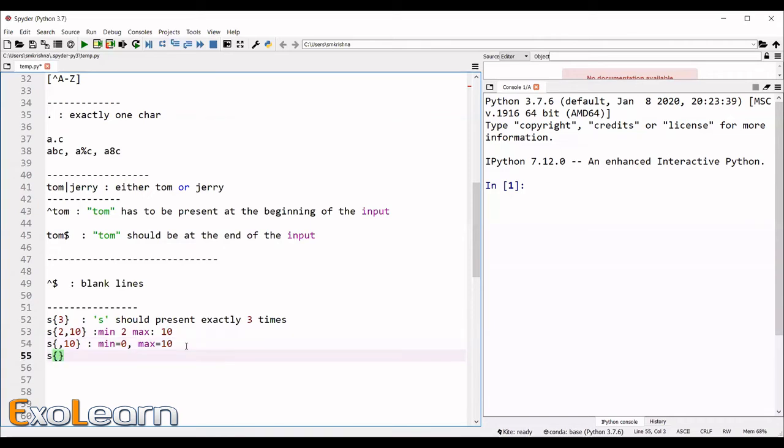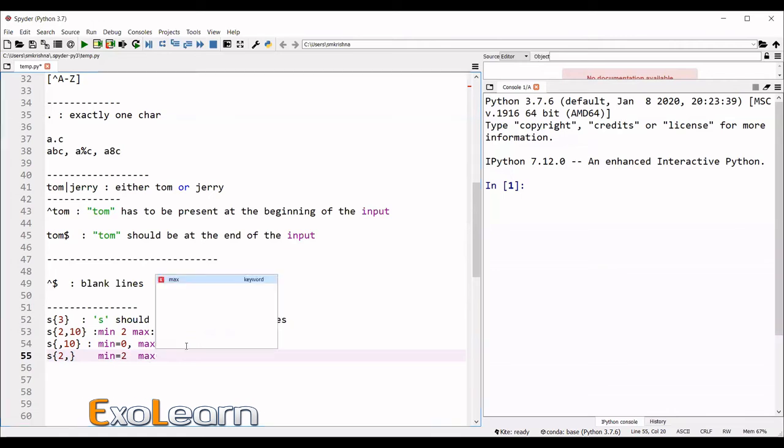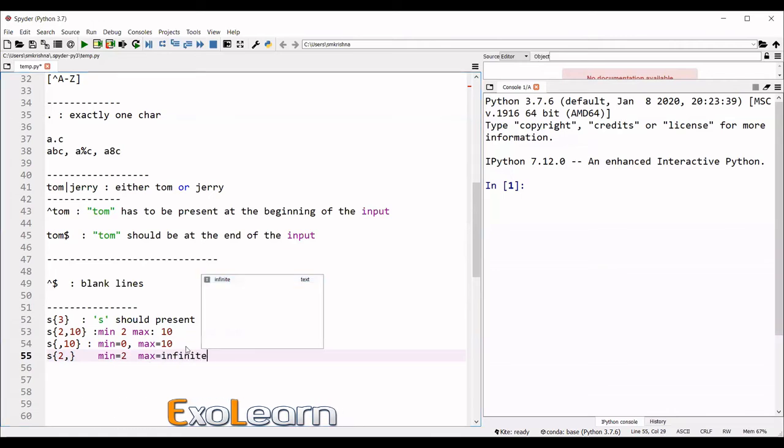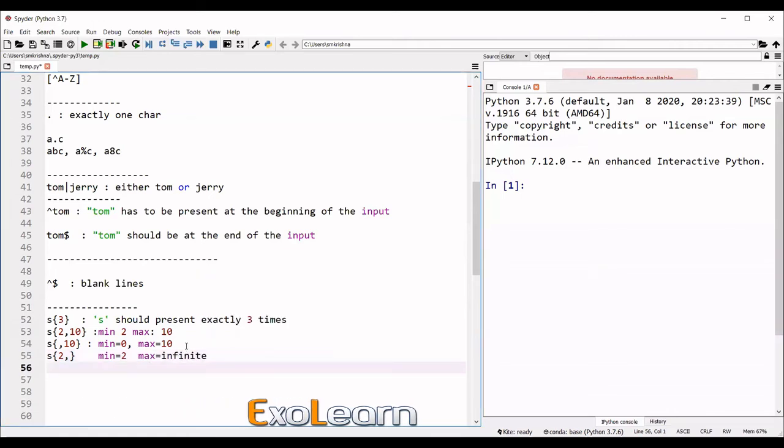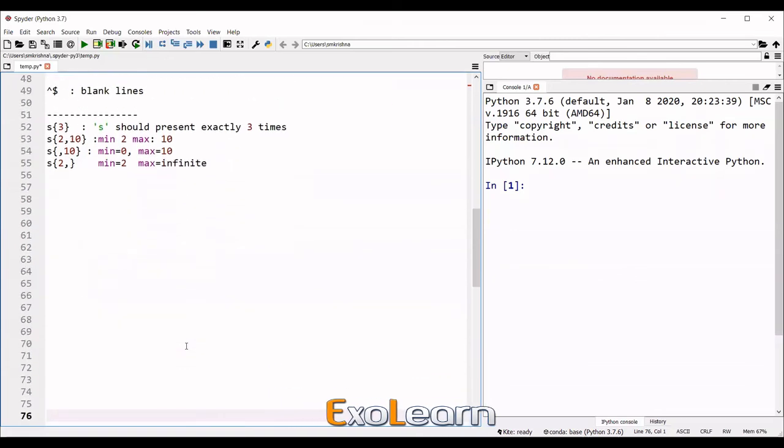Similarly, I can omit the upper boundary as well. I can simply say 2 comma. That means minimum occurrences of the previous character would be 2 times, but the maximum occurrences would be infinite. There is no limit. So this is about the braces, the flower brackets.